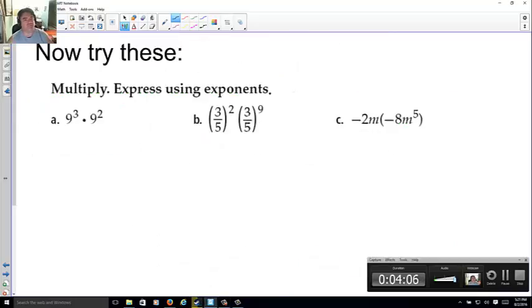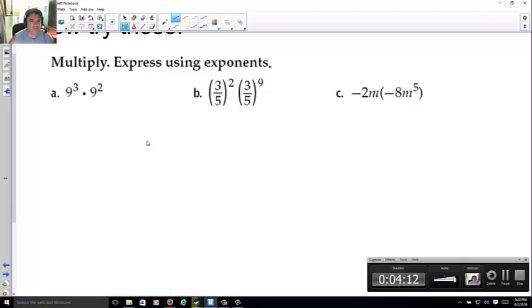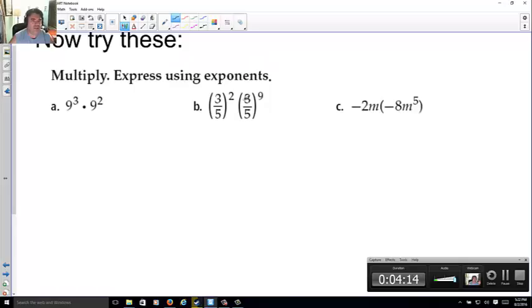And on to the next page. Now try these. Multiply, expressed using exponents. So go ahead and try these here. This looks kind of weird, I admit. We're going to talk about this.